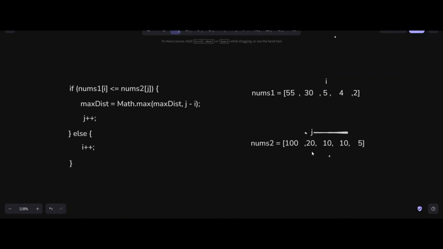Got it. Now check for this one: is 20 — no, but wait, is this 20 a valid answer? You will say, yeah, this value is bigger.